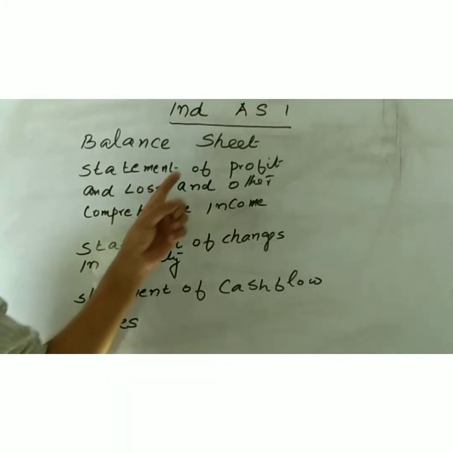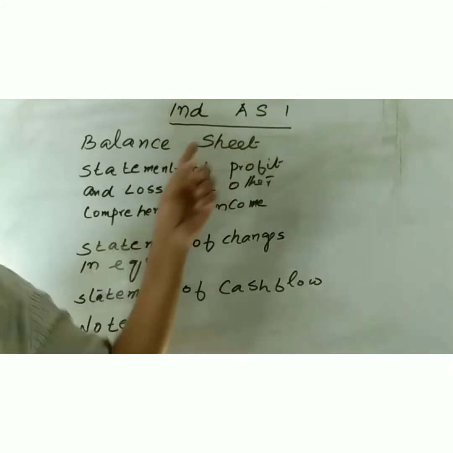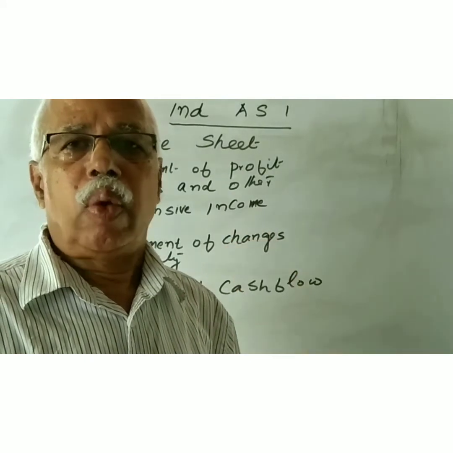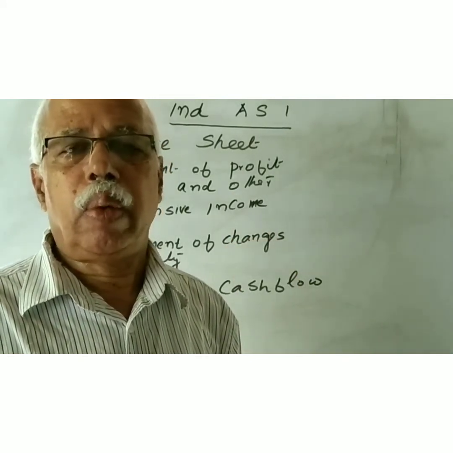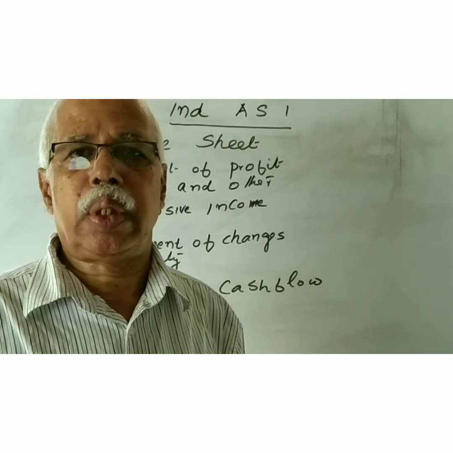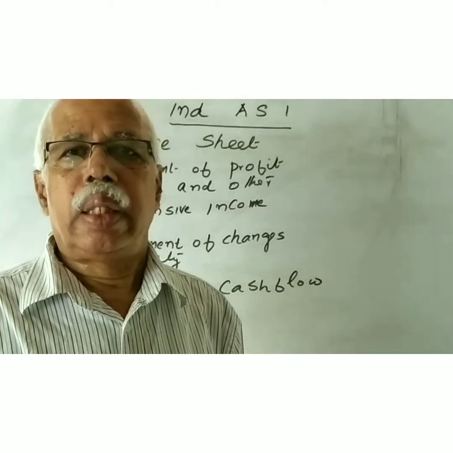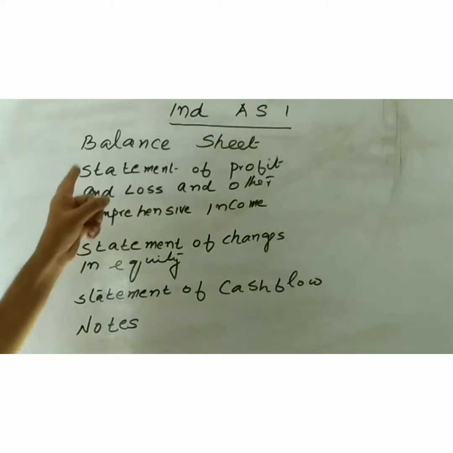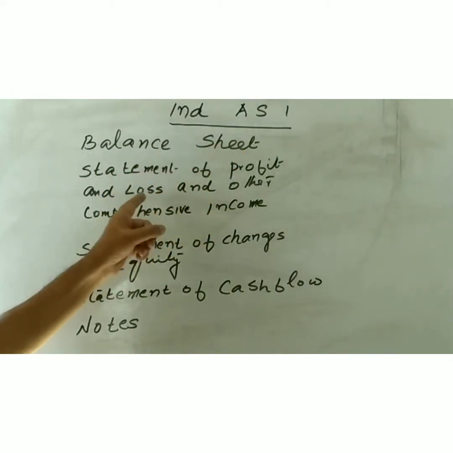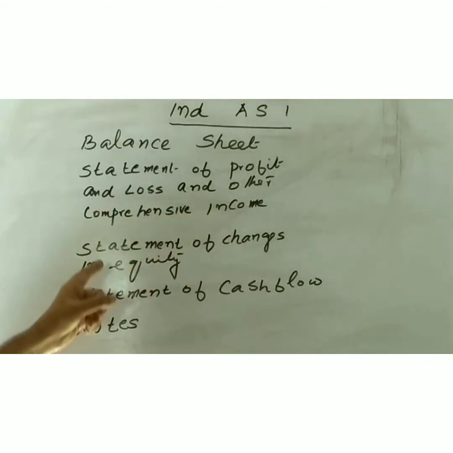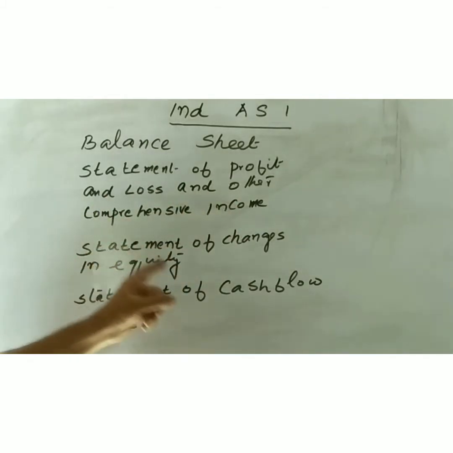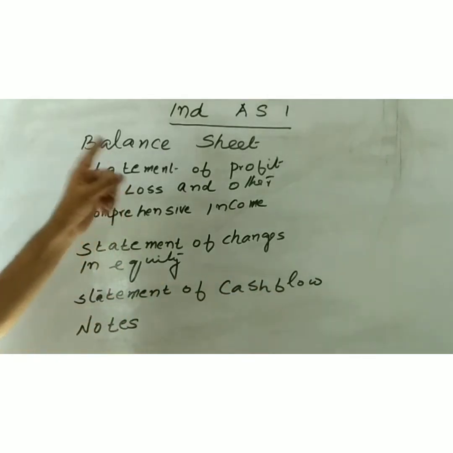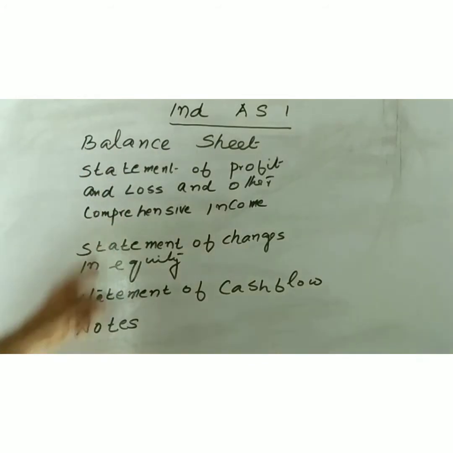I am going to deal with Indian Accounting Standard 1. This standard, as you may know, provides valuable guidelines for the presentation of general purpose financial statements. These statements will include balance sheet, statement of profit and loss and other comprehensive income, statement of changes in equity, statement of cash flow, notes. Let us now examine these items one by one.